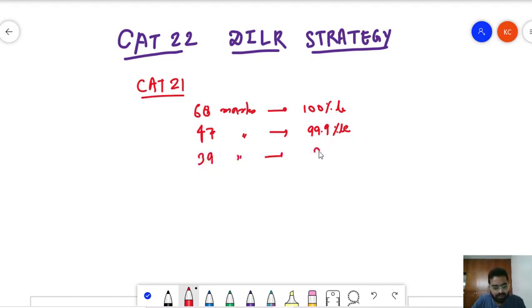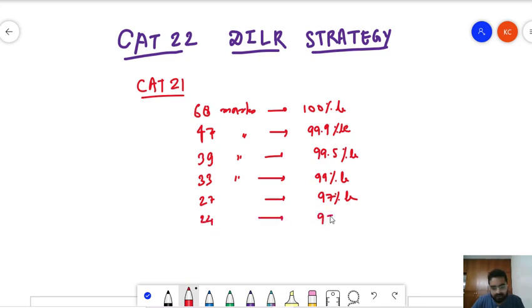39 marks is 99.5, which is a relatively acceptable range. 40-45, okay. And then 33 is 99 percentile, then 27 is 97, 24 is 95, then 20 is 90, then 14 is 80 percentile. 10 marks will give you 70 percentile, and even if you score 8, you'll get 60 percentile.